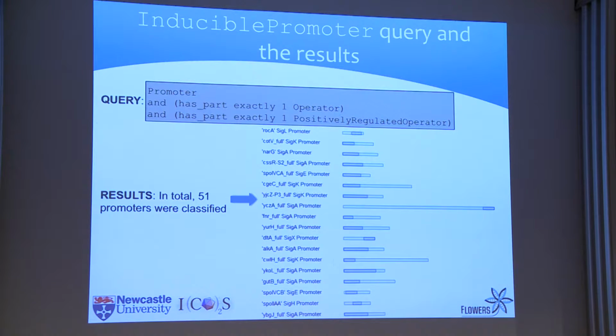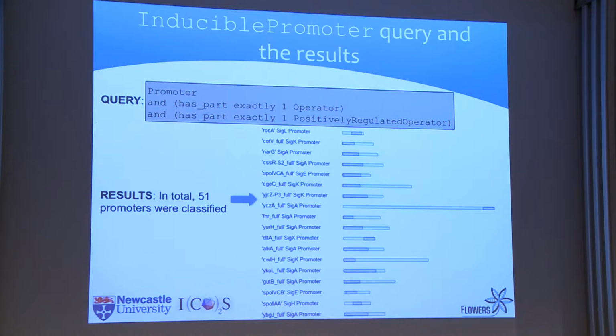So an ontological query would look like this. We basically create a new term called inducible promoter, and it has the term definition. So it is also human readable, but also computer readable, and it's very intuitive and easy to understand. The query or the class definition is, it's a promoter, and it has exactly one operator, and that operator has to be a positively regulated operator. I can then create another term for this and say that positively regulated operator class is an operator and has the regulation type set to positive, that's all.